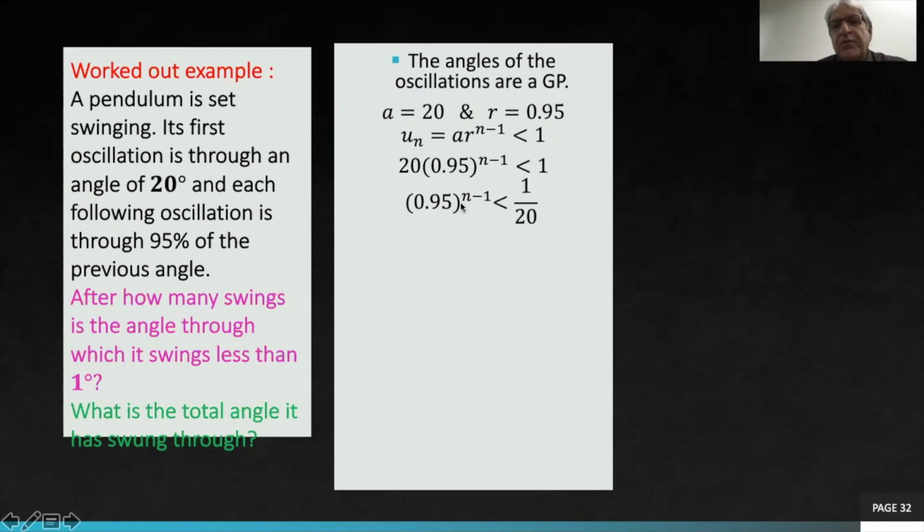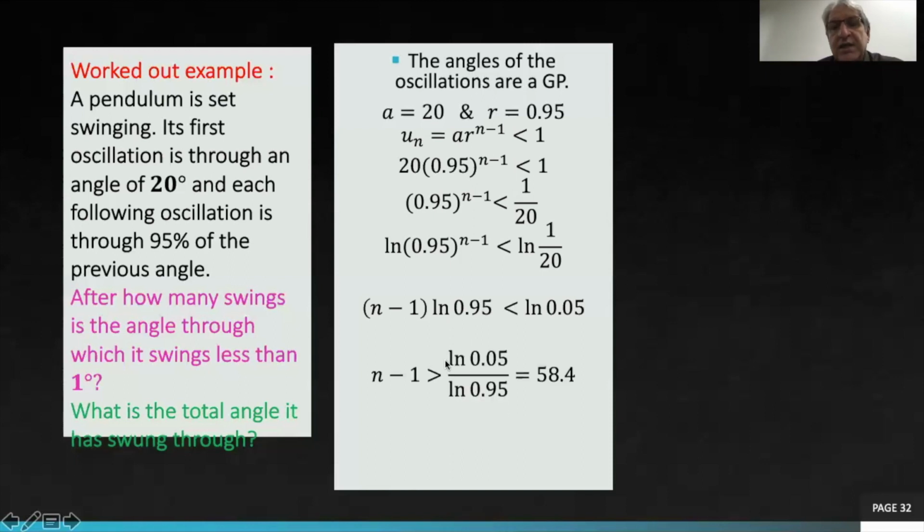Now, as I told you before, I need to take ln from both sides, or any other kind of log, doesn't matter. Then this n minus 1 comes as the coefficient, which is the property of any log. Therefore, now I need to divide both sides by ln 0.95. And again, you have to remember it's a negative number because it's a fraction. Therefore, this will be more than. Therefore, n minus 1 is more than this.